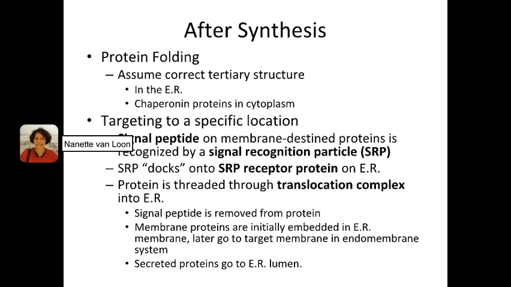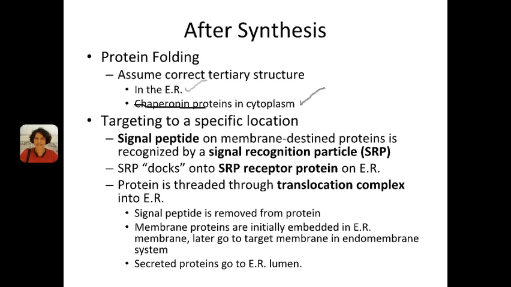The correct folding of a protein helps it to achieve its active conformation, so it needs to assume the correct tertiary structure. Depending on the kind of protein that it is, that folding is going to happen either in the endoplasmic reticulum or in the cytoplasm. In the cytoplasm, it can be helped by special proteins called chaperonins.